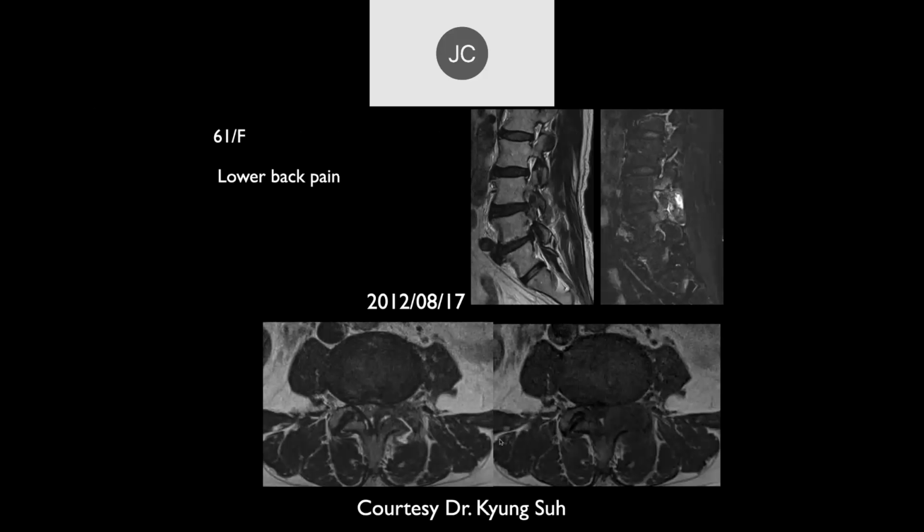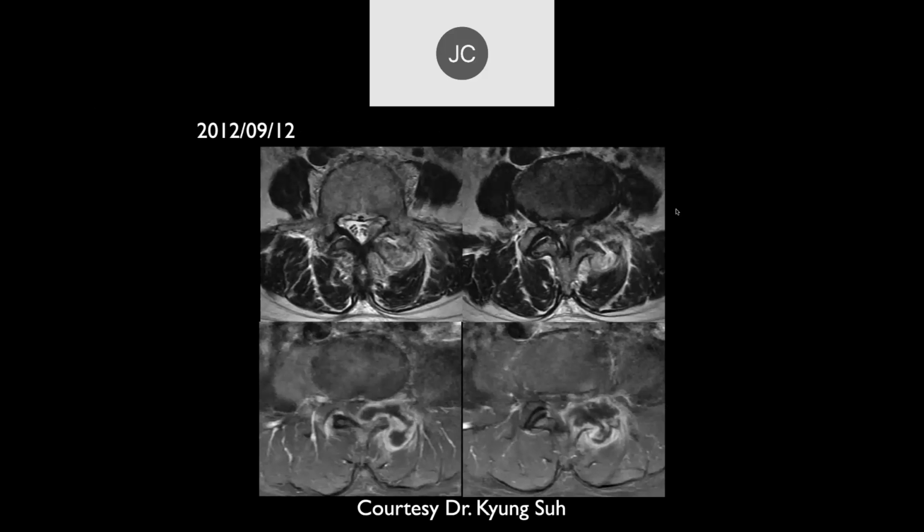Okay. So what do you see here? Within the left facet at L4, L3... we need other images to see whether this is S1. There's some sort of congenital variation at the lumbosacral junction. We don't really have all the images to do that, but fine. For the purpose of this discussion, let's assume this is L5, or maybe S1, and that this is L4. So the L4 facet has an increased signal on the STIR.